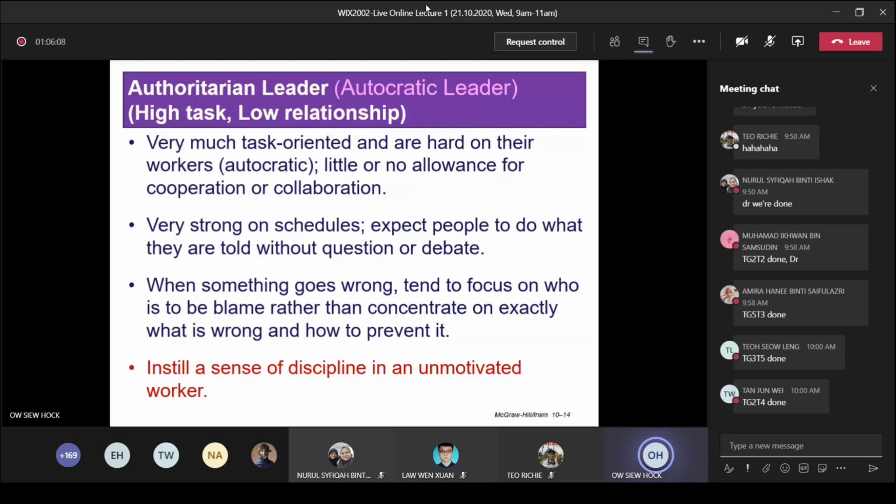When something goes wrong, they tend to focus on who is to be blamed rather than concentrate on exactly what is wrong and how to prevent it. So you like to blame people. This type of leadership instills a sense of discipline in an unmotivated worker.